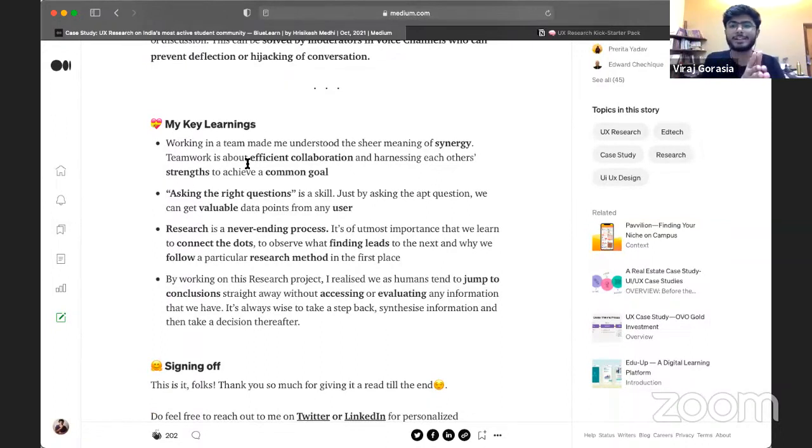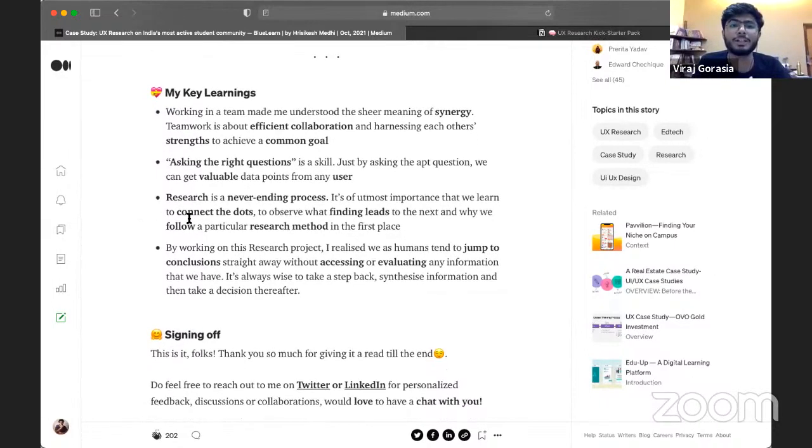Just to address some of the learnings while we did the case study as a team of researchers in the assignment, we found out that working in a team is more about synergy. Teamwork is about efficient collaboration and using strengths to achieve a common goal, right? So it can't be like, bro, you do the primary, we'll do the secondary. It can't be like that. You have to collaborate with each other. That's what we have learned. We might be wrong at this point because we are also learning in the process.